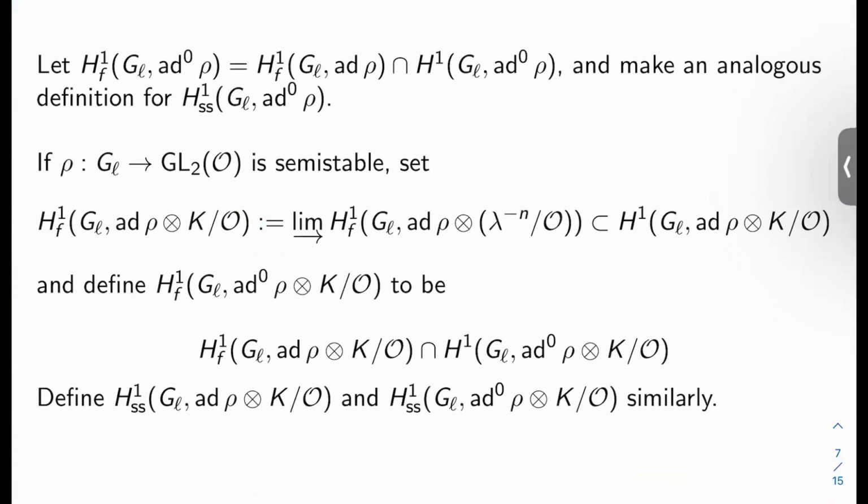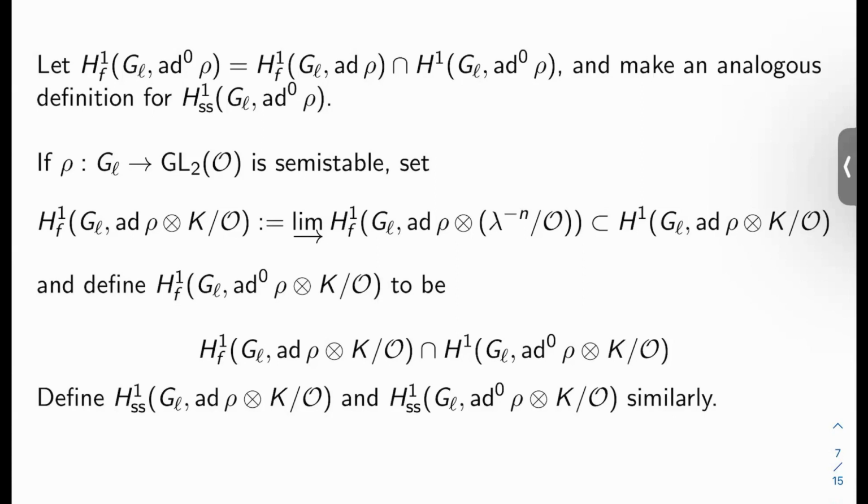How do you define all this stuff on ad zero rho instead of on ad rho? Well, we'll let H1F GL ad zero rho just be H1F GL ad rho, the full thing, intersect H1 GL ad zero rho. Make an analogous definition for H1SS on ad 0 rho.